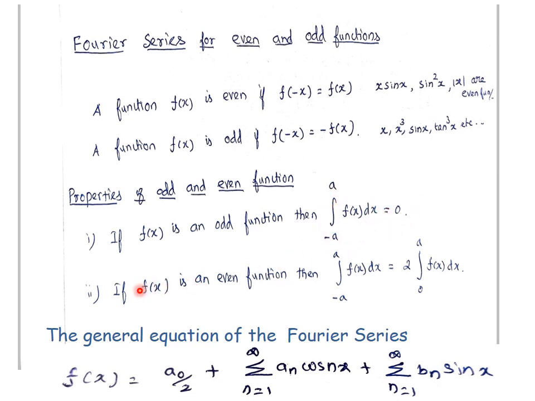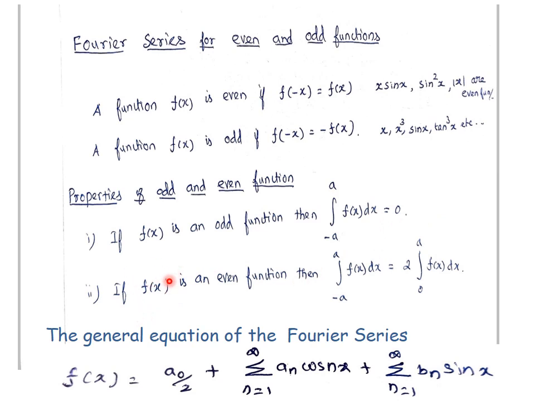Similarly, if the given function f of x is an even function, then the integral from minus a to plus a of f of x dx is equivalently written as 2 times the integral from 0 to a of f of x dx. By using these two properties, we can deduce the general given equation of the Fourier series in a simple way.